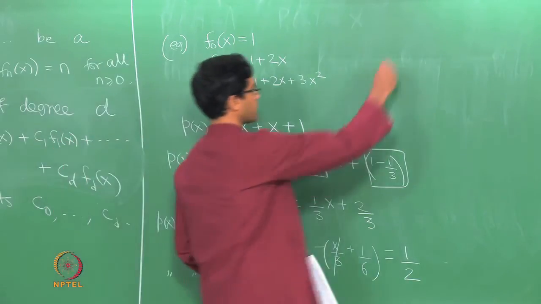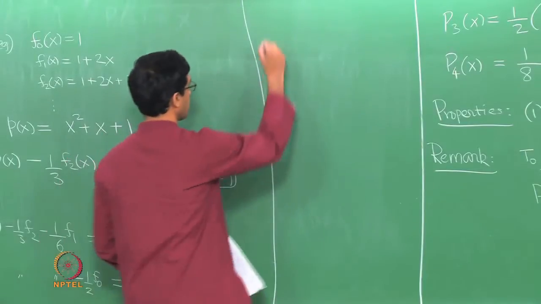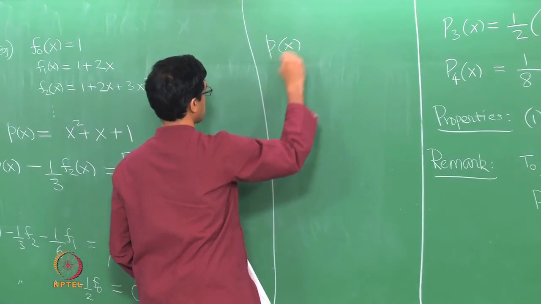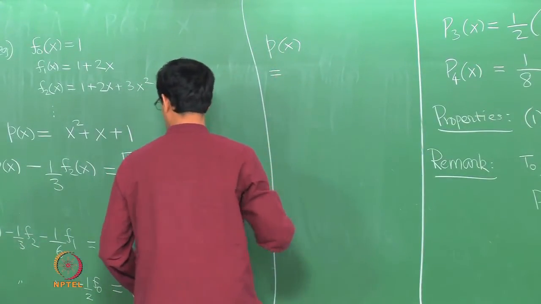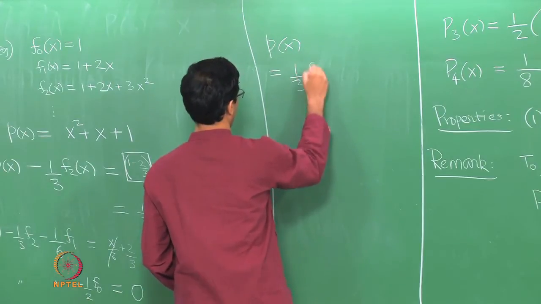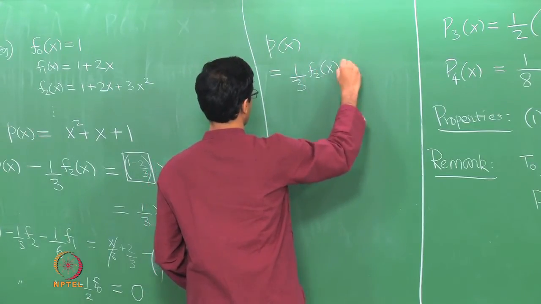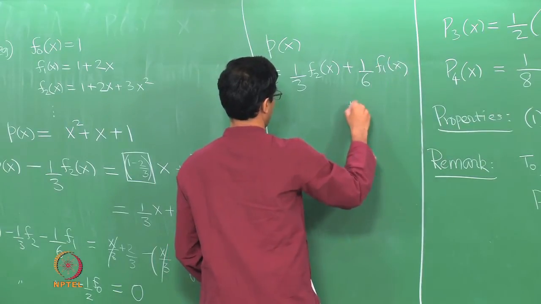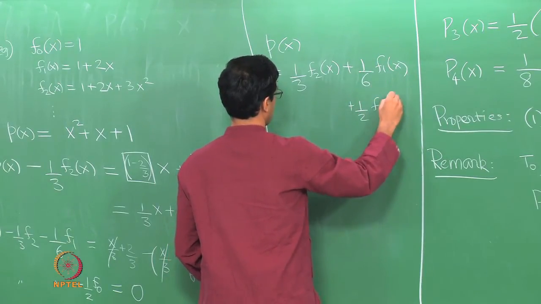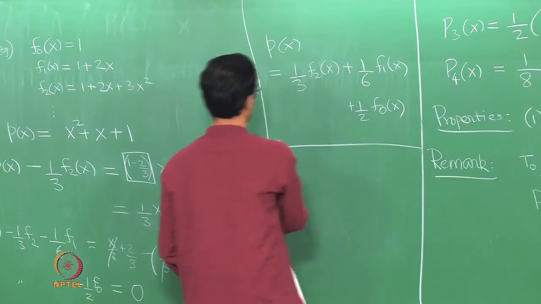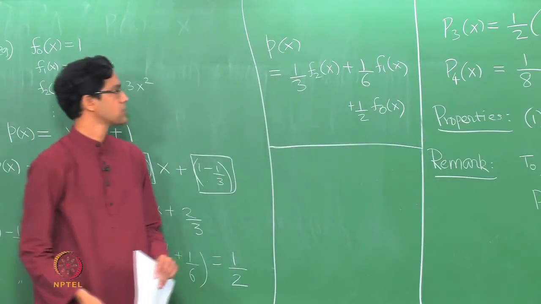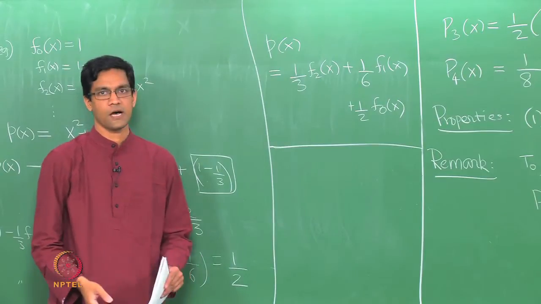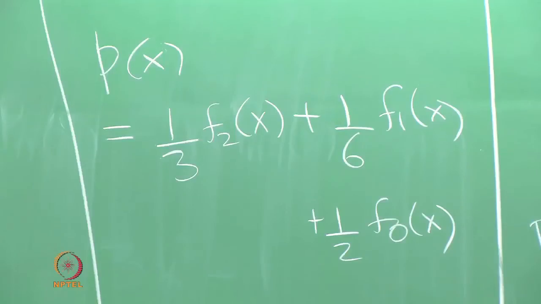So here is what we conclude: the given polynomial p of x is therefore just 1/3 f2 of x plus 1/6 f1 of x plus half of f0 of x. Okay. So this procedure is more or less the proof in general.